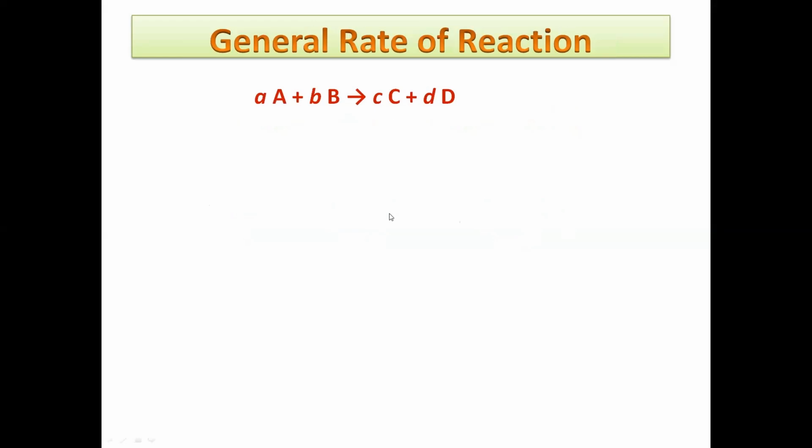Now, let us consider a hypothetical reaction in which capital A is the reactant and small a is its stoichiometric coefficient. Similarly, B is a reactant and small b is its stoichiometric coefficient, and these are the products, right? If this general chemical reaction is given to you, the rate for this reaction can be written in this manner. The rate of reaction can be written as the rate of disappearance of the reactants. Rate of disappearance means you need to put a negative sign over there.